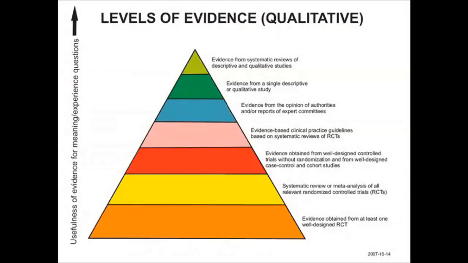Here's another pyramid that focuses on qualitative literature. There's a lot of qualitative literature in nursing, and so it's important not to discount that when you're looking at your search results. So at the top of the pyramid, you have evidence from systematic reviews of descriptive and qualitative studies. More and more now there are systematic reviews being conducted on qualitative literature. So it's just important to look at your studies and try to determine if they've used a good methodology and if they're valid and reliable.